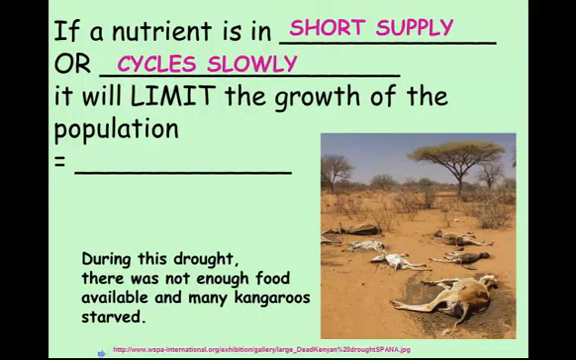We call that a limiting factor. If there's not enough of something to go around, and usually this is food or water, it puts a limit on the size of the population.